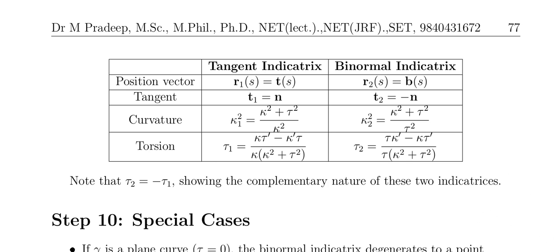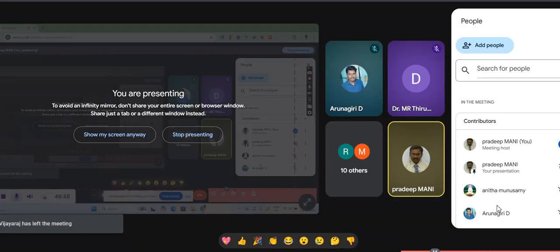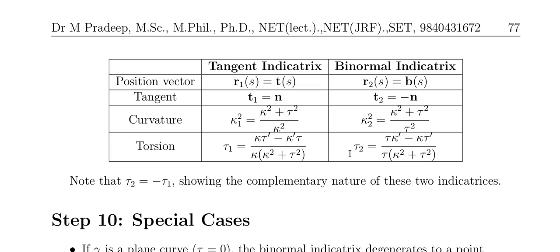What is the tangent indicatrix? The tangent line, curvature, what is the torsion, and the binormal indicatrix, what is that position vector and tangent; that is called the curvature and torsion.